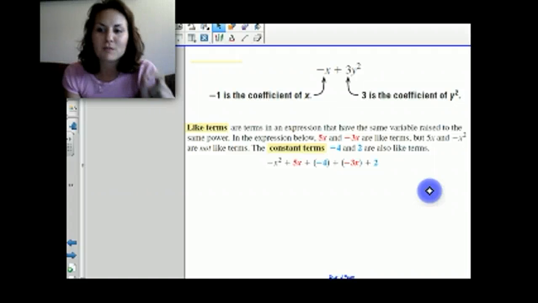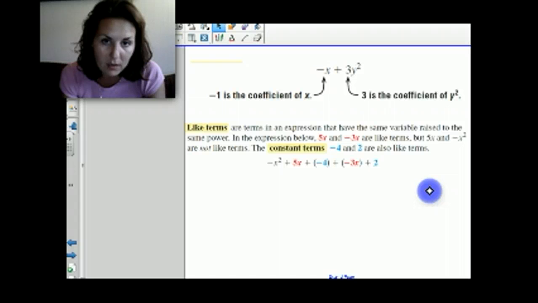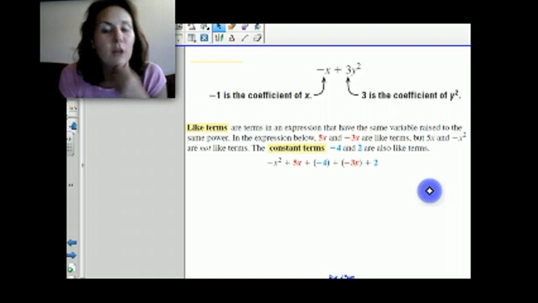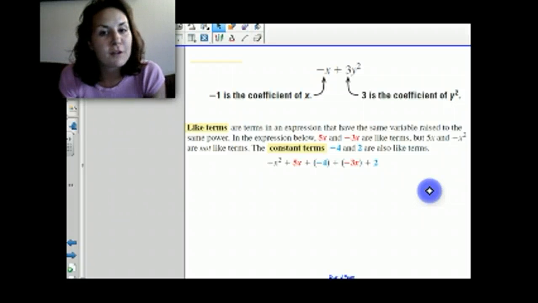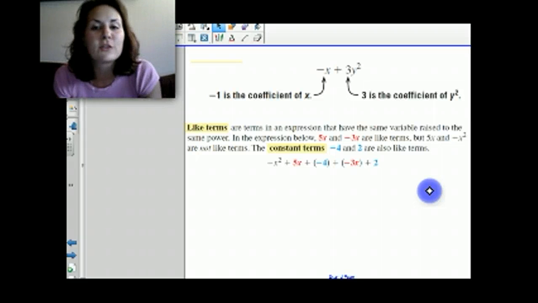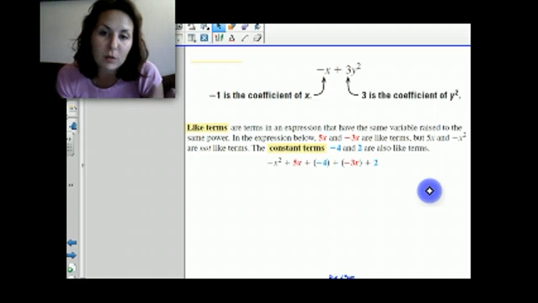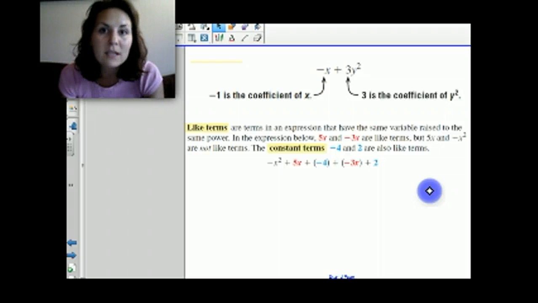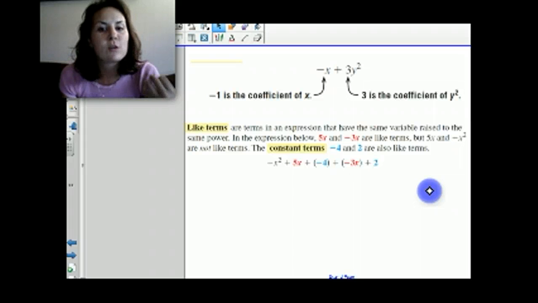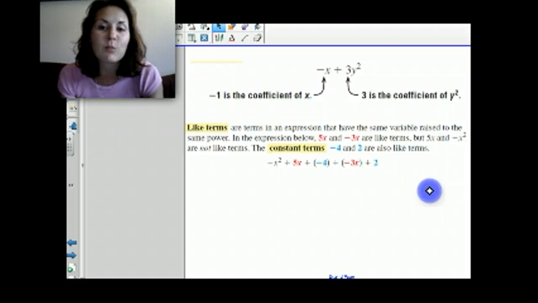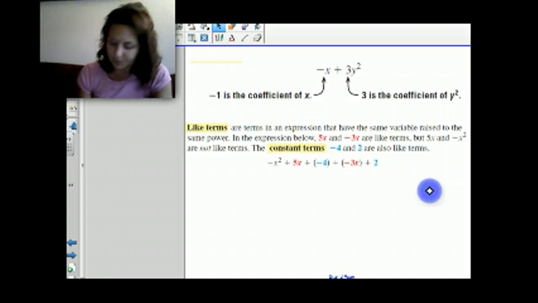Like terms are terms that have the exact same variable and the exact same exponent. Okay? So in that example you see at the top, negative x plus 3y squared, those are not like terms. The first term has a variable of x with an exponent of 1, and the second term has a variable of y with an exponent of 2. Right? Anything separated by an addition sign, those are terms. Okay? So like terms, like just numbers, the same variable with the same exponent, those you can add together.